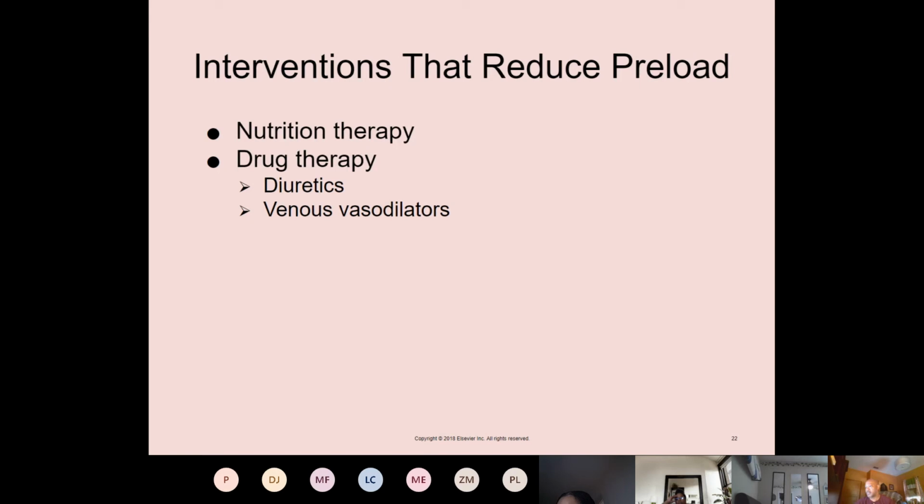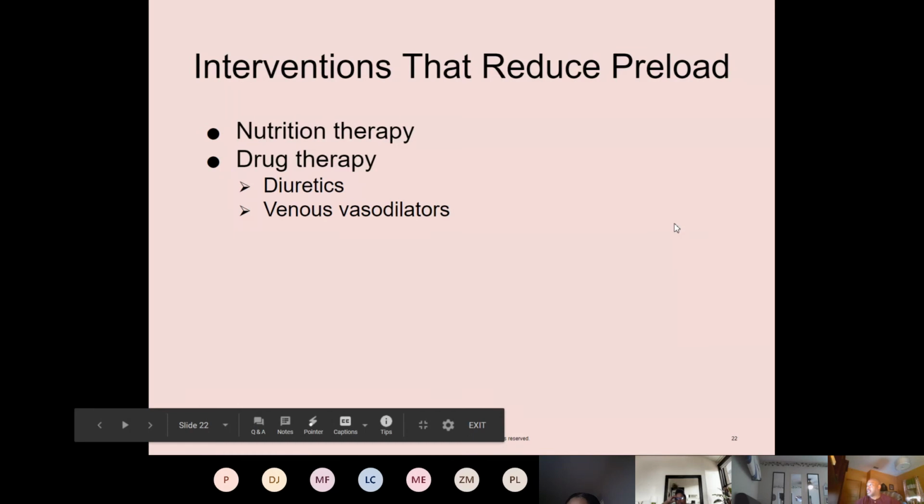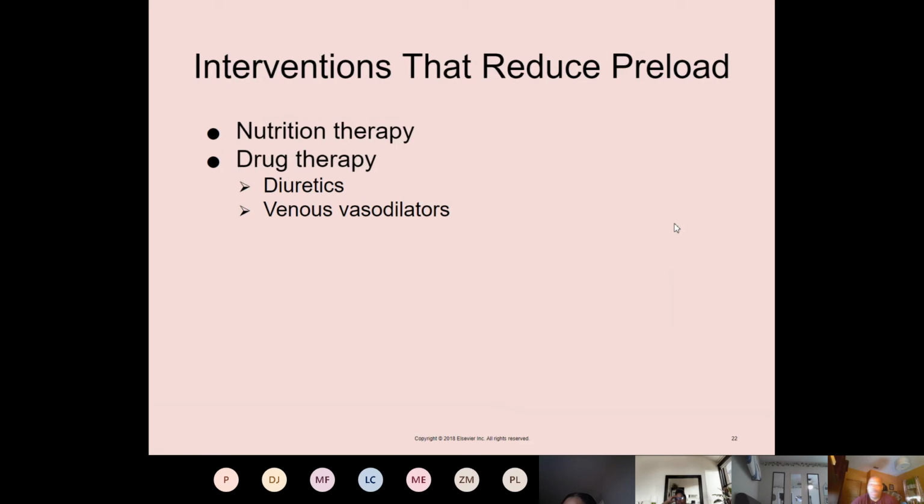All right, so the next one we're discussing here, we're now talking about drugs to reduce the preload. So morphine, I told you with morphine, it does decrease anxiety in these patients with acute heart failure, but it also decreases the preload because it's dilating. It has an effect on the smooth muscle portion of the arterial system.